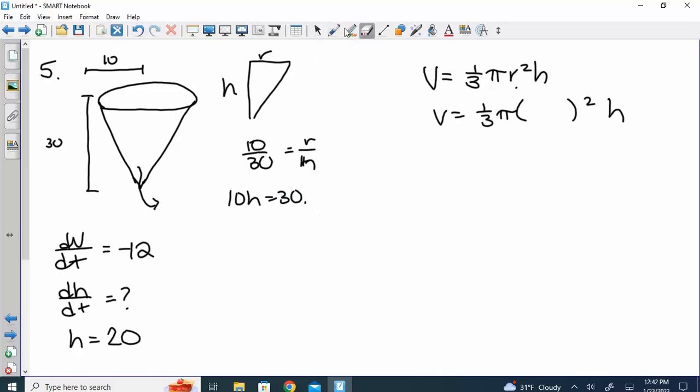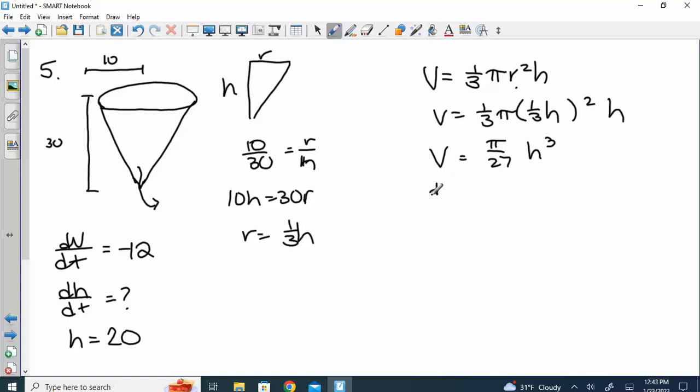So we're solving for r. So r is 1/3 h. So 1/3 squared is 1/9. So this will give me a pi over 27. h squared times h is h cubed. And this is much better to take the derivative of because now I don't have to do a product rule. I can just work from here.